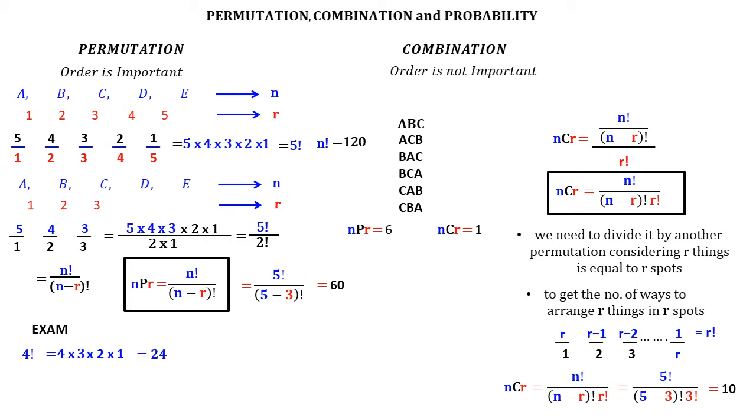Now, let's try to use the formula for permutation. Substitute natin. We have 4 for n, and ang r natin is 4. So, 4 less 4 is equal to 0, and 0 factorial is equal to 1. So that is still equal to 24.